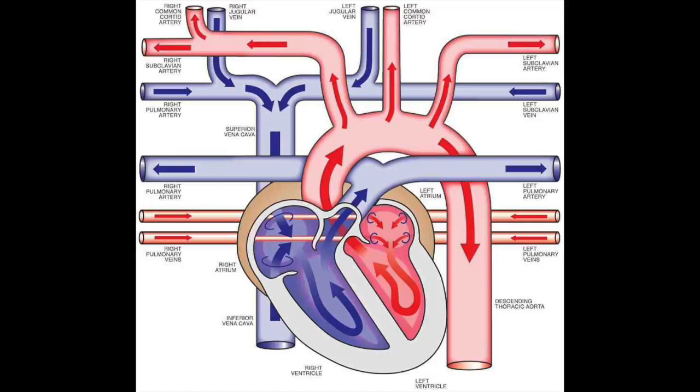Okay, looking at the left side of the image, or consider the right side of the heart, you'll see the right atrium and the right ventricle. In between the right atrium and right ventricle is the tricuspid valve. This valve opens and closes to allow blood from the right atrium into the right ventricle.